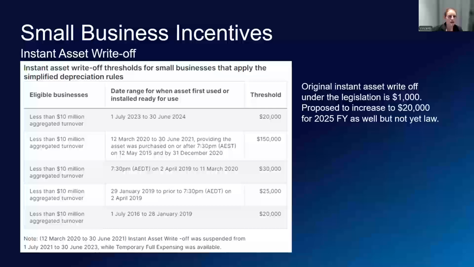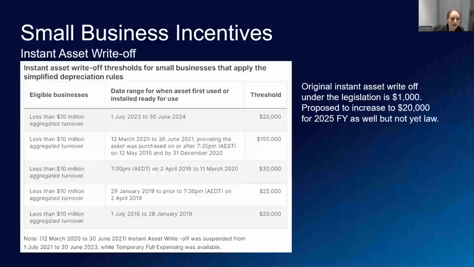And the other small business item that I wanted to just cover off on was the instant asset write-off. As you all know, we've had a bunch of different measures regarding writing off assets. So there's the instant asset write-off, and then we also had the temporary full expensing measures, which was a completely separate set of legislation. And now that temporary full expensing has ceased as of 30 June 2023, we are now back to the instant asset write-off rules.